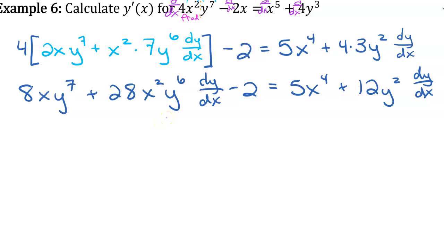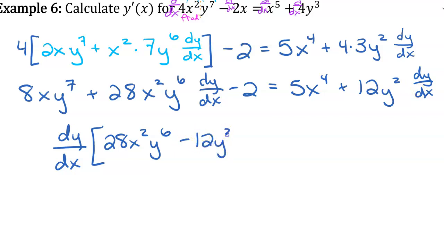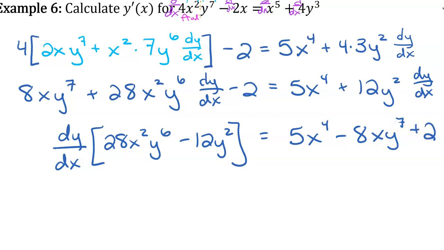I can't see anything else I can simplify easily, so I'm going to take all the dy/dx terms, put them on my left, all the non-dy/dx terms on the right, and then I'll treat it like a GCF. So dy/dx times 28x squared y to the 6th, and I'll end up subtracting the 12y squared, equals 5x to the 4th minus 8xy to the 7th plus 2. And then I will divide it out.